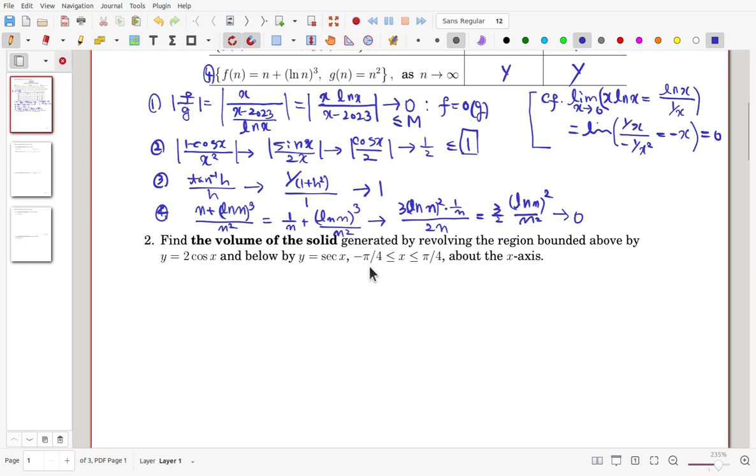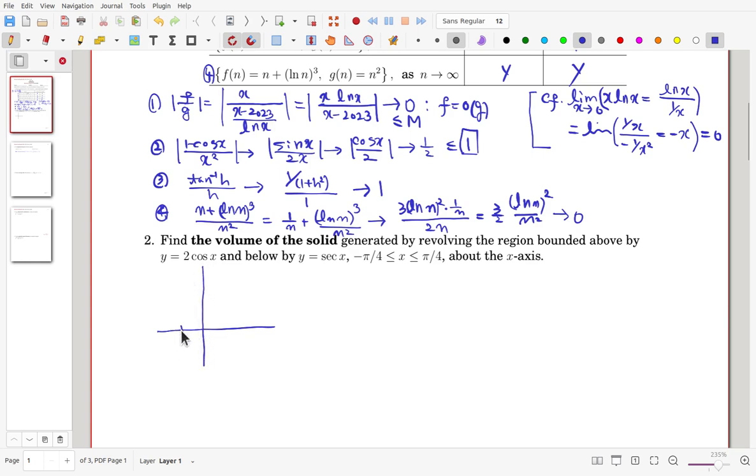Now x is moving from minus pi over 4 to pi over 4. This region is now rotated about the x-axis, the solid is made, and we try to find the volume. Okay, now we have to understand the problem first, and here let's try to make a picture.